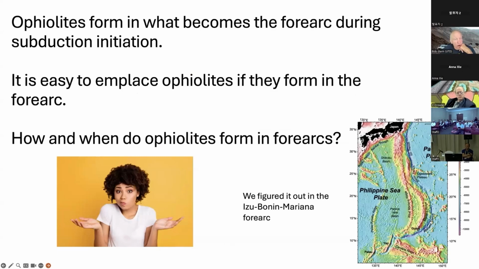So ophiolites form in what becomes the forearc during subduction initiation. So it's easy to emplace an ophiolite if they form in the forearc. But how and when do ophiolites form in forearcs? And we figured it out in the Izu-Bonin-Mariana forearc. I think you can see Busan is down on this part of Korea, and the Izu-Bonin-Mariana arc extends from Tokyo, Japan, down to Guam, USA. And it's the forearc in here that provided the best evidence.